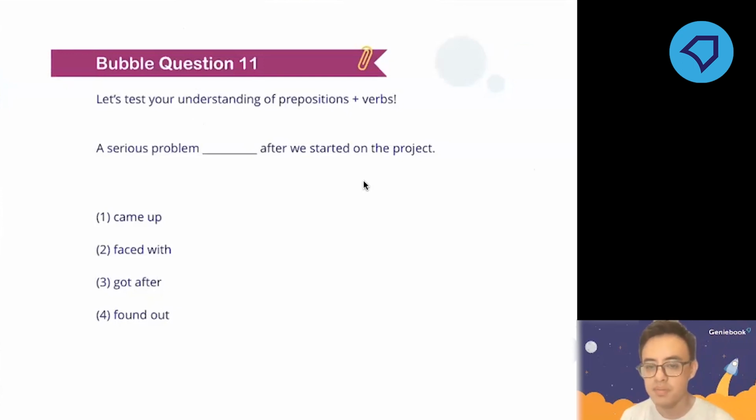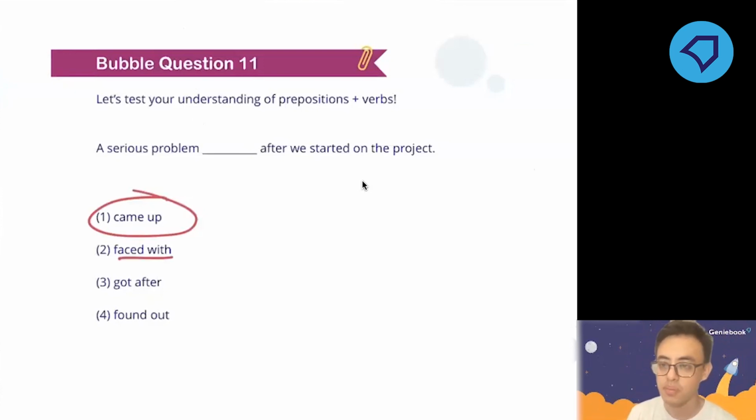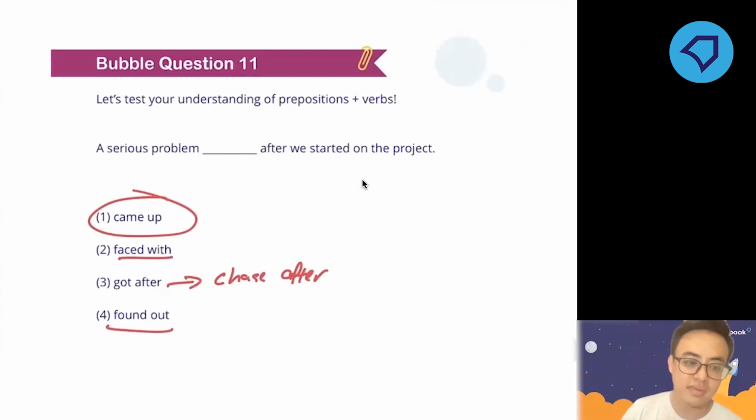A serious problem came up. Okay, now "faced with" cannot. We were faced with a serious problem, but a serious problem cannot face us. Okay, "go after" means to chase after. We can find out there's a serious problem, but a serious problem cannot find us out.